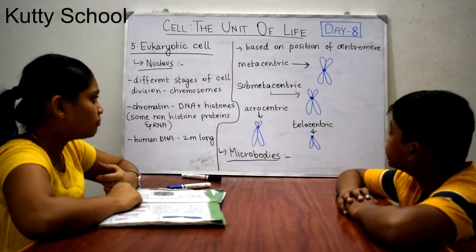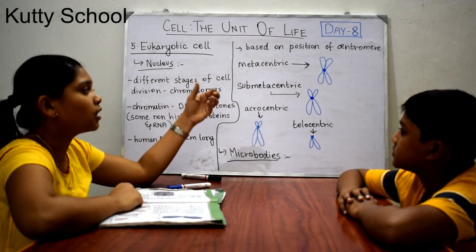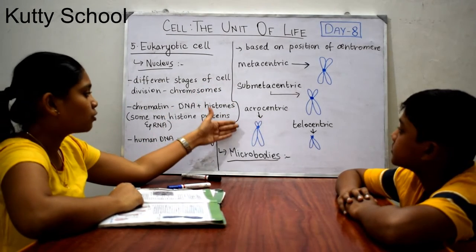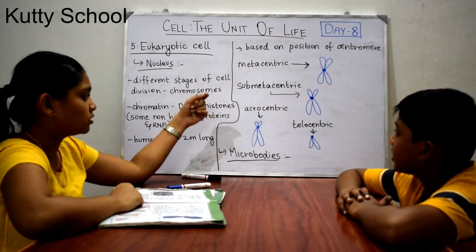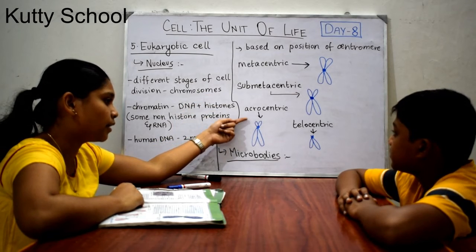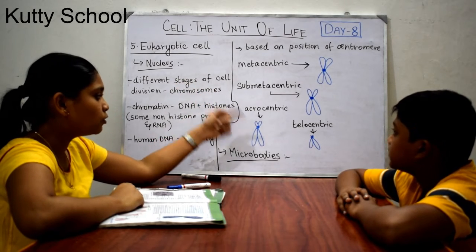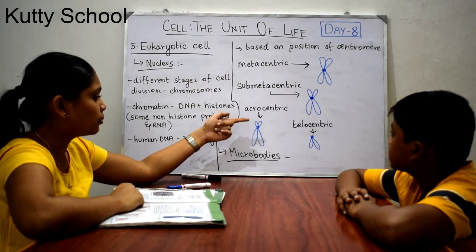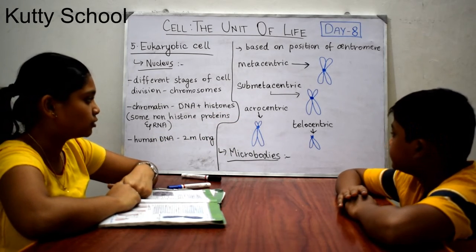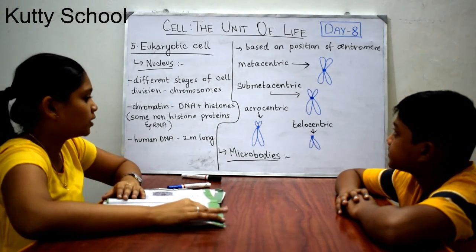In a submetacentric chromosome, the centromere is present just above the center of the chromosome. In an acrocentric chromosome, the centromere is present near the end of the chromosome. And in a telocentric chromosome, it is situated in the terminal position of the chromosome. With this, the nucleus gets over.